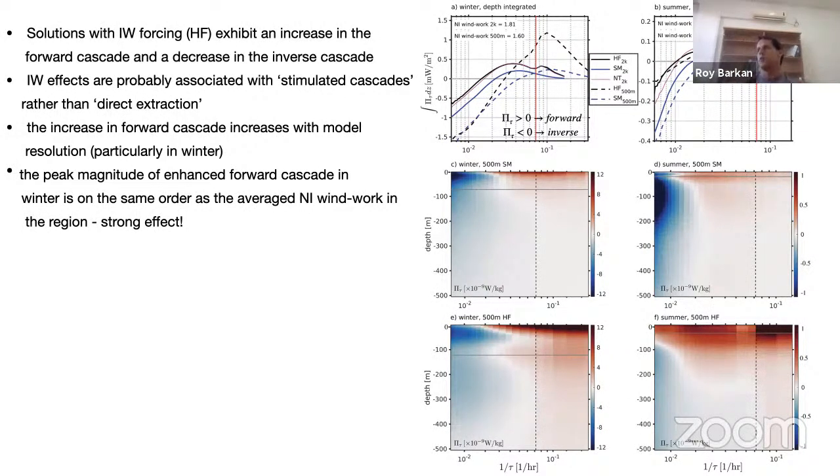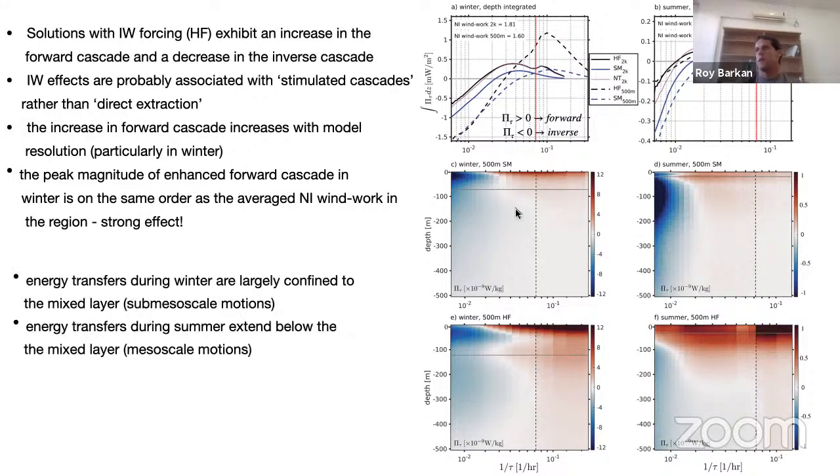And so I'm showing them to you here for the high resolution solution, for the 500 meter ones. The top one showed winter and summer for the solutions without the externally forced wave, and the bottom ones showed them for the solutions with the externally forced waves.